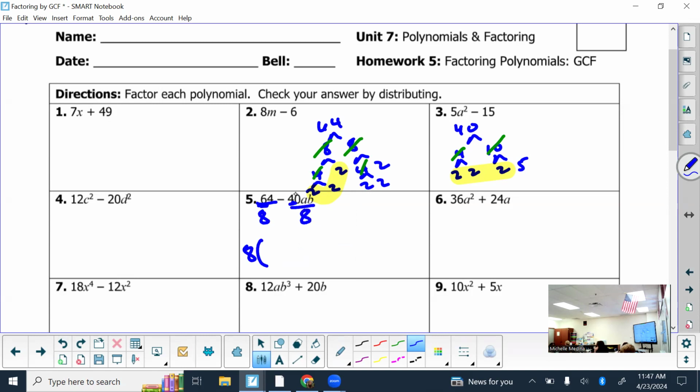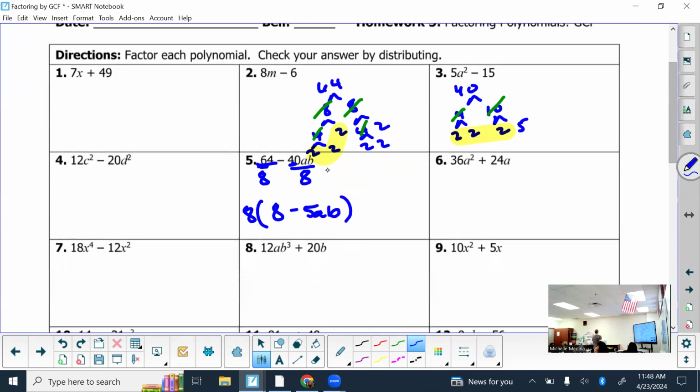I'm going to divide both terms by my GCF. 64 divided by 8 is... -40AB divided by 8 is... okay, good. And if you need to chunk it and break it up, like do -40 divided by 8 and then work out the variables. But that's my answer for that.